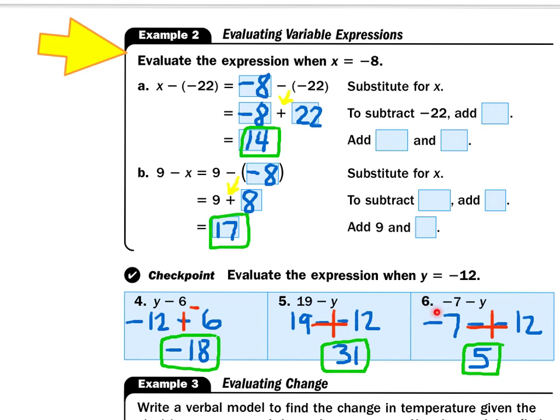And this last example, number 6, negative 7 minus y. Again, for y, I'm going to plug in that negative 12. So I have negative 7 minus negative 12. Those two negatives right next to each other morph into a big giant plus sign. So this is negative 7 plus 12. They're going to battle. The positives are going to win by 5, so our answer is positive 5.